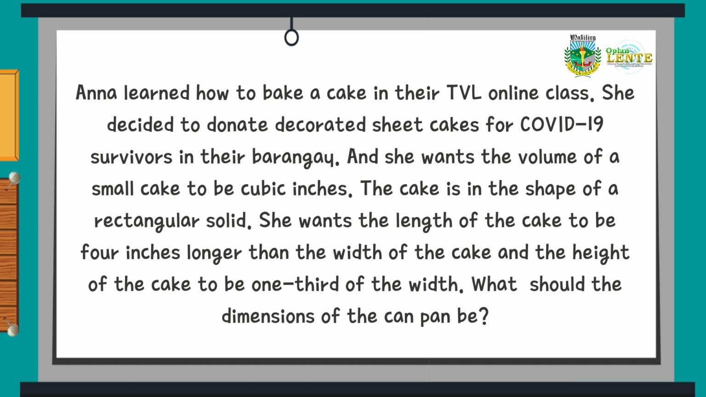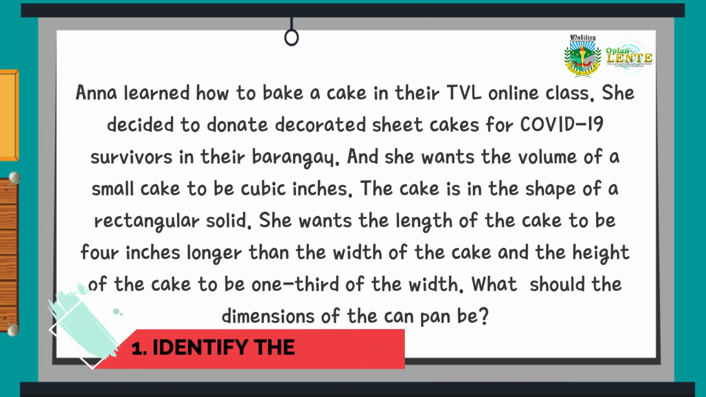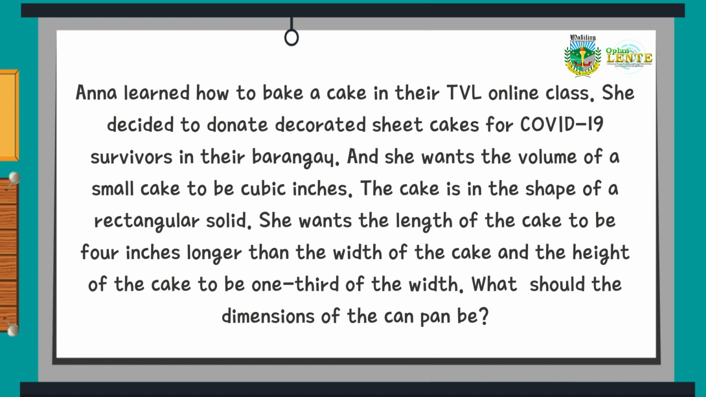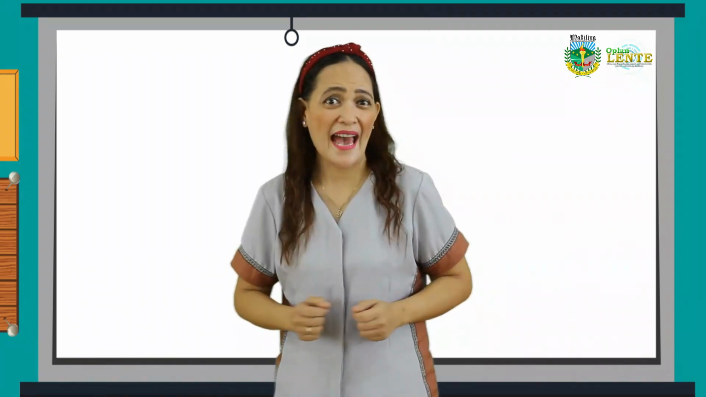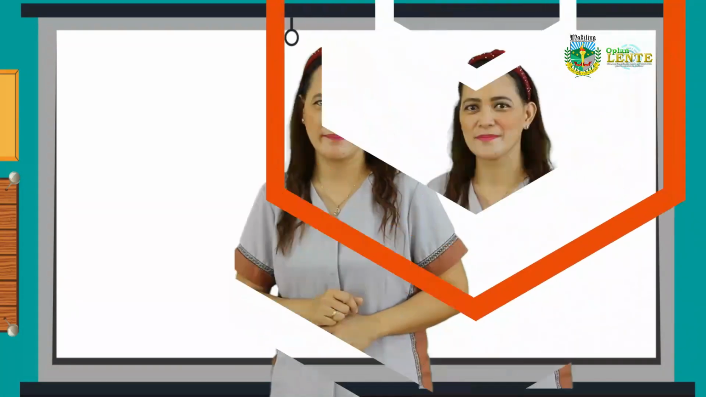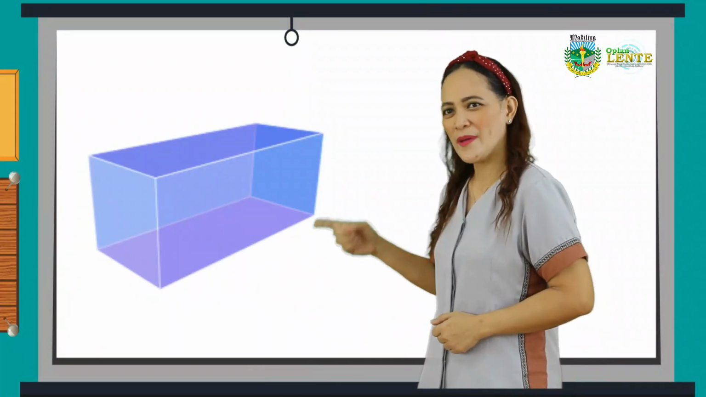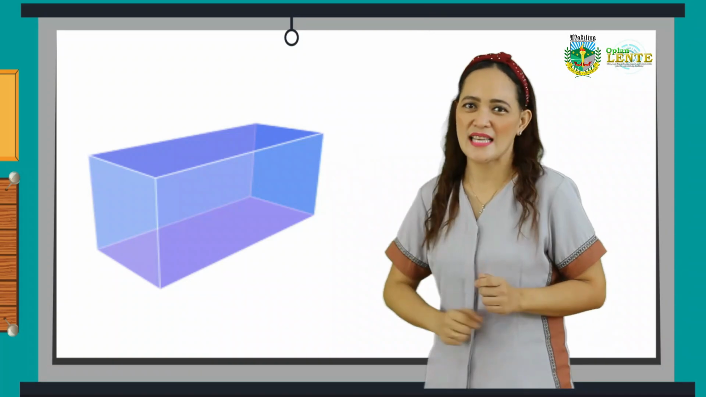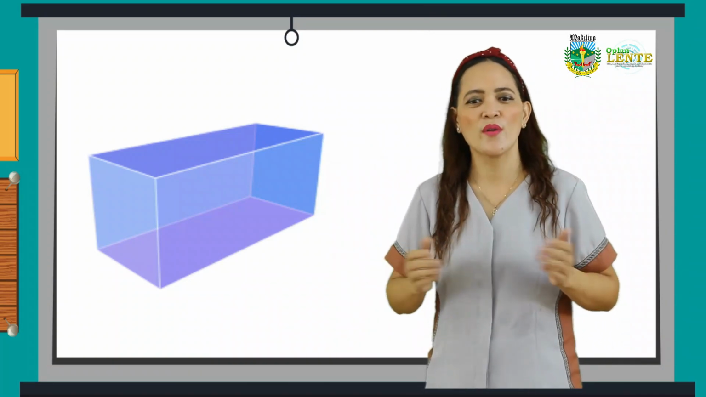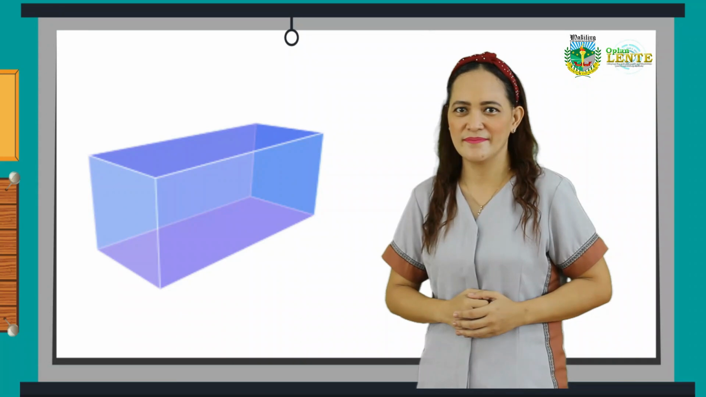Now, to solve this problem, we will go back to our steps. So step 1, identify the problem. Read, and read again. Reading several times will give you more idea about the question. What is asked? What should be the dimensions of the cake pan? Meaning, we are looking for the length, the width, and the height, since it was mentioned that the pan was a rectangular solid.